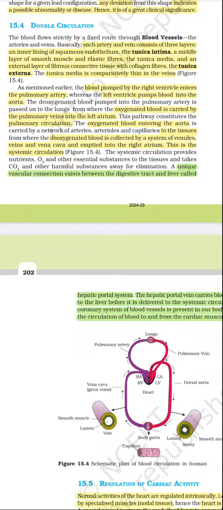Double circulation. The blood flow is directed by a fixed route through blood vessels. Arteries and veins basically each consist of three layers: an inner lining of squamous endothelium, the tunica intima; a middle layer of smooth muscles and elastic fibers, the tunica media; and an external layer of fibrous connective tissue with collagen fibers, the tunica externa. Tunica media is comparatively thin in the veins.